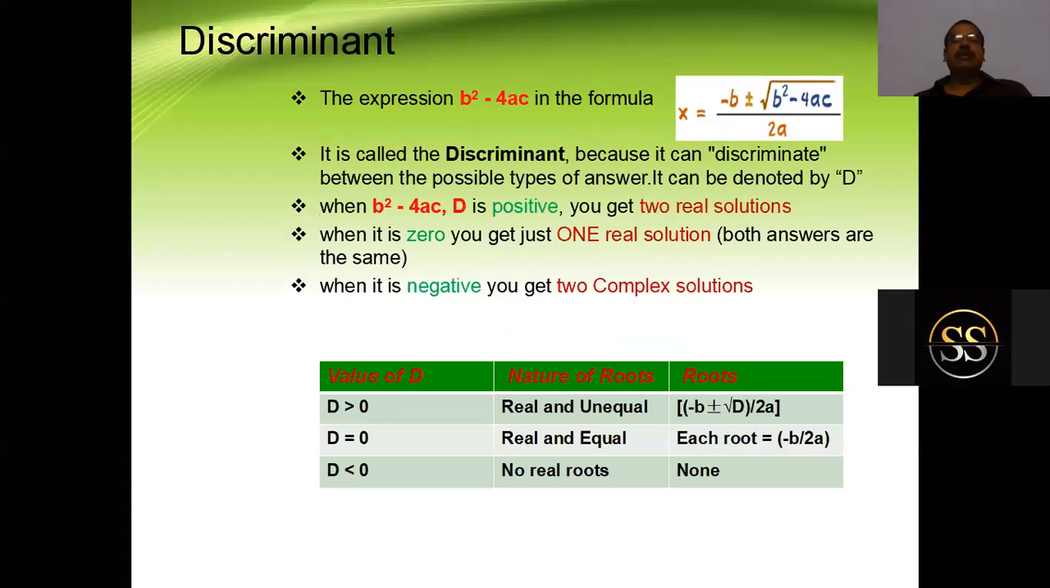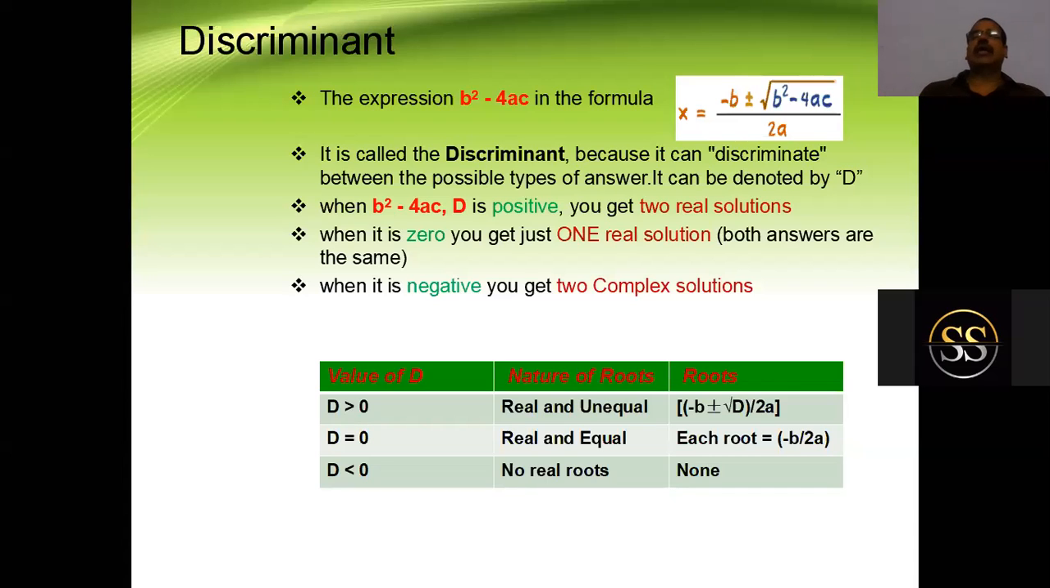The expression b square minus 4ac in the formula is called the discriminant, denoted by capital D, because it can discriminate between the types of answers. When D is positive, you get two real solutions. When it is 0, you get just one real solution, but both answers are the same, so the roots are real and equal. When it is negative, you get two complex solutions, which are imaginary roots.